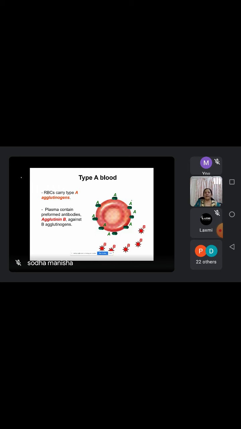Okay. Now in type A blood, the red blood cell carries agglutinogen of type A. Now the plasma contains a specific agglutinin, that will be agglutinin of type B. Agglutinin B will be present in type A blood.